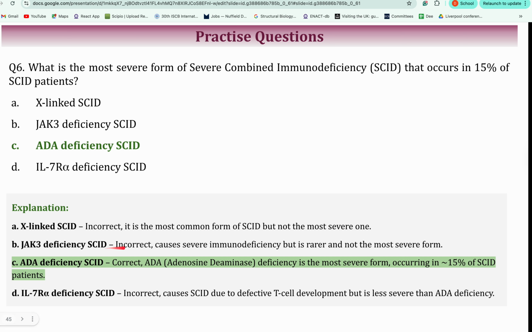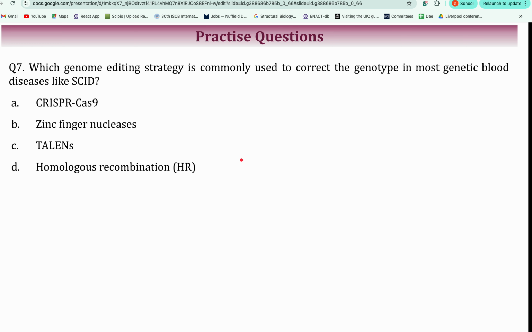JAK3 deficiency SCID is also incorrect because it causes severe immunodeficiency, but it is rare and not the most severe form. If we talk about IL-7R alpha deficiency SCID, it is also incorrect because it causes SCID due to defective T cell development, but it is less severe than ADA deficiency. So from all of them, ADA deficiency SCID is the one which is most severe and it accounts for 15% of the SCID patients. Okay, let's move to the next question.